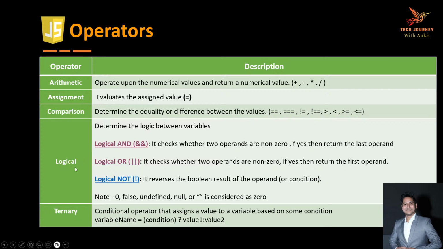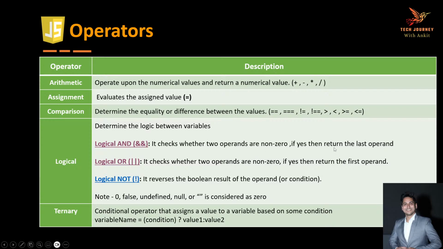Another operator that we very frequently use and most of the time developers get confused in advanced JavaScript is the logical operator. In the logical operator, we have three operators here. First one is the AND operator. The AND operator will check whether the two operands are non-zero, or you can say whether the two operands are truthy or falsy. Here we just saw falsy and truthy. So what will the logical operator check? It will check whether the two operands are falsy, and if yes, then only it will return the last operand.